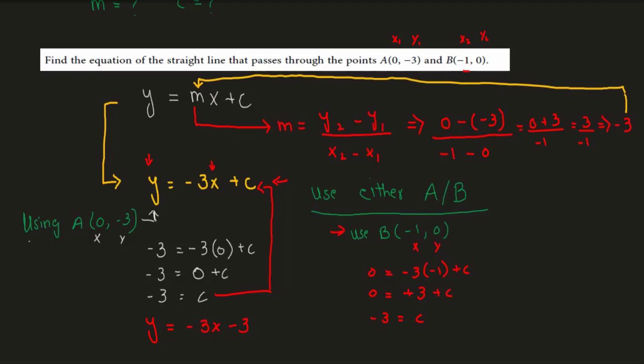So I'm going to plug this value for c into the original equation. You can see the value for c here was minus 3 and also here it is minus 3. My final answer is y equals minus 3x minus 3. So whether you use the coordinates of A or B, you would get the same value of c.